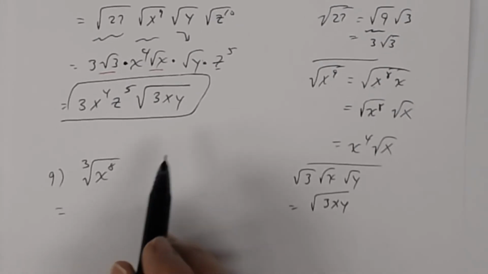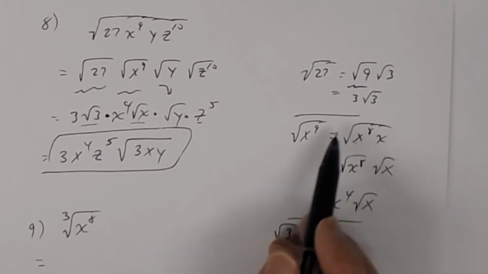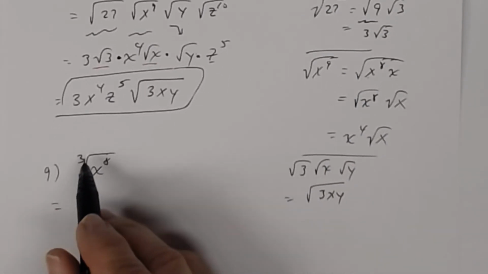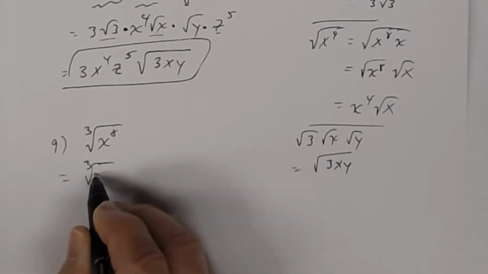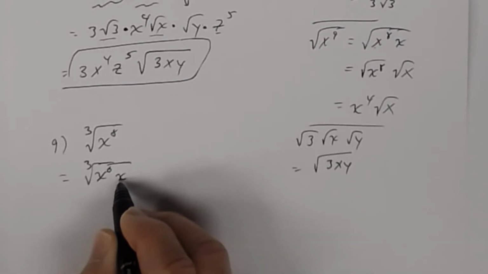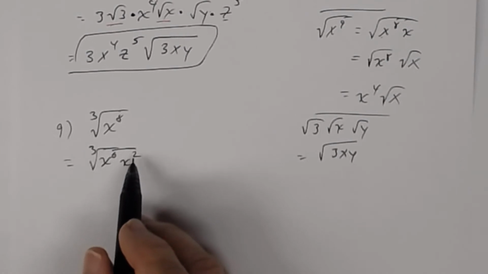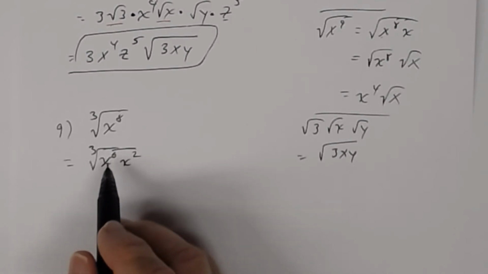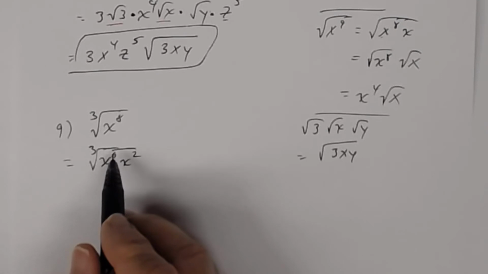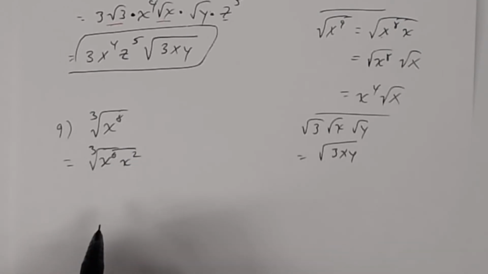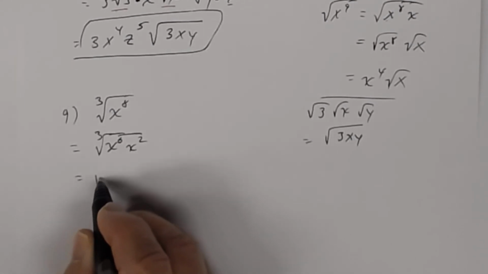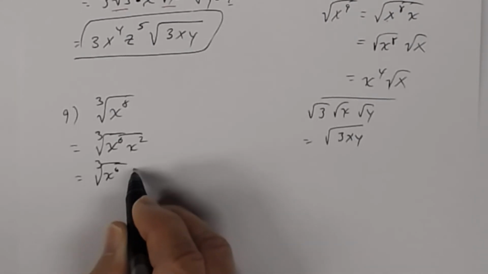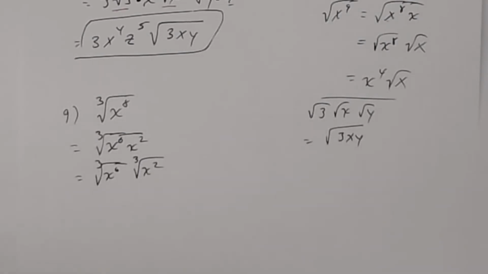If you're not careful, you're going to say 7, because you just subtract 1. Is 7 divisible by 3? No. What's the next one? 6. Okay, good. So it'll be the cube root of x to the 6 times x squared. Make sure you understand why I got that x squared. When you multiply like bases, you add exponents. So if this is 6, 6 plus 2 is 8. Now I'm going to rewrite this using the product property: the cube root of x to the 6 times the cube root of x squared.